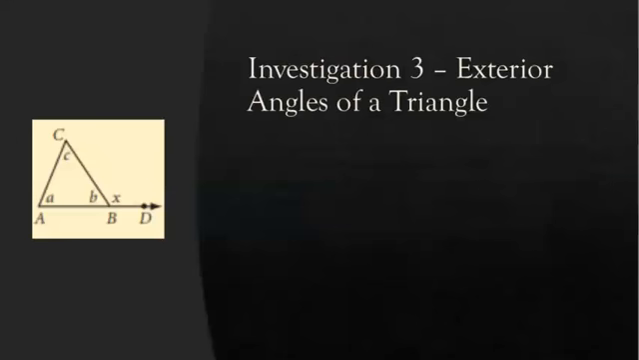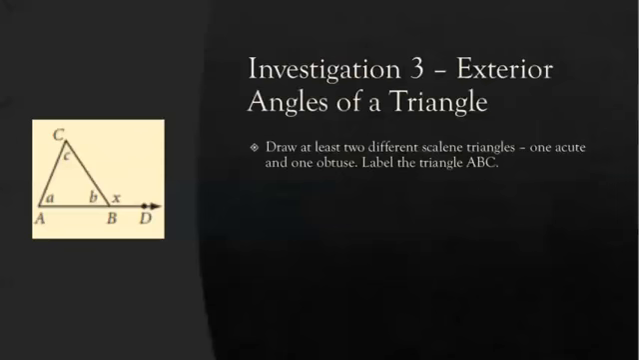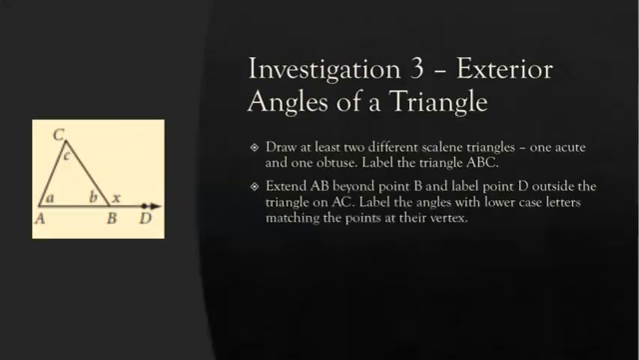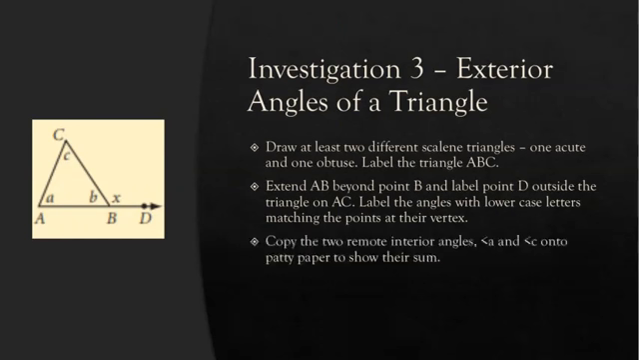So our last investigation is going to be on the exterior angles of a triangle. Draw at least two different scalene triangles, one acute and one obtuse. I went ahead and used the same triangles that I had in the last investigation. Extend AB beyond point B and label point D outside of the triangle on AC. Label the angles with lowercase letters matching the points at the vertex.